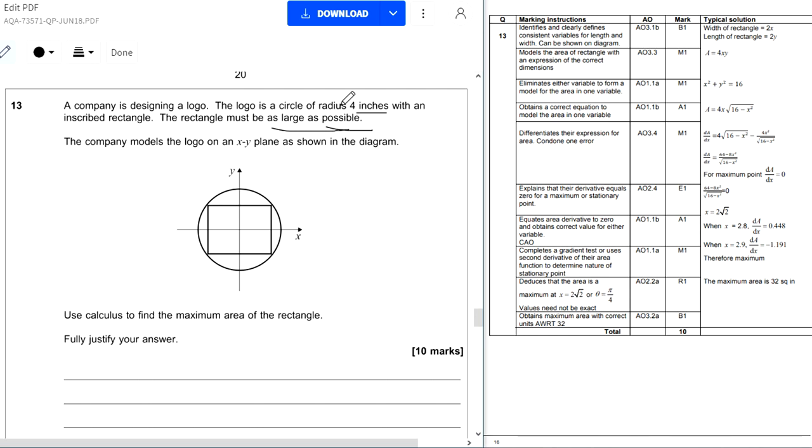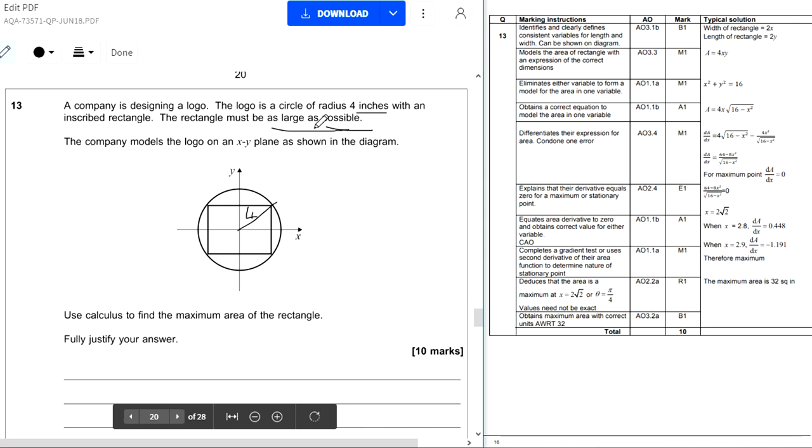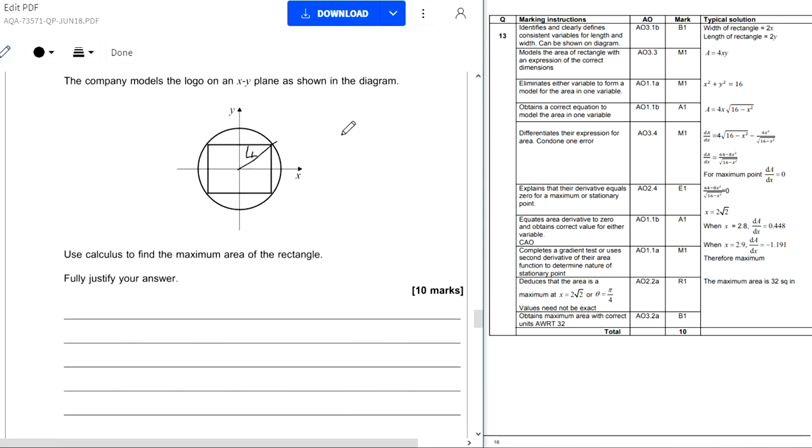The company uses the model xy plane, as shown below. Use calculus, so differentiation and integration, to find the maximum area of the rectangle. Fully justify your answer. First things first, that length there is 4 inches. But we're just going to use 4 because that's the standard for this.